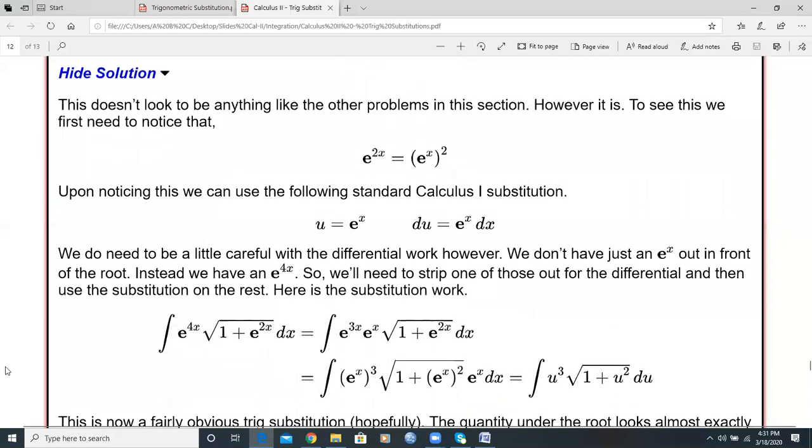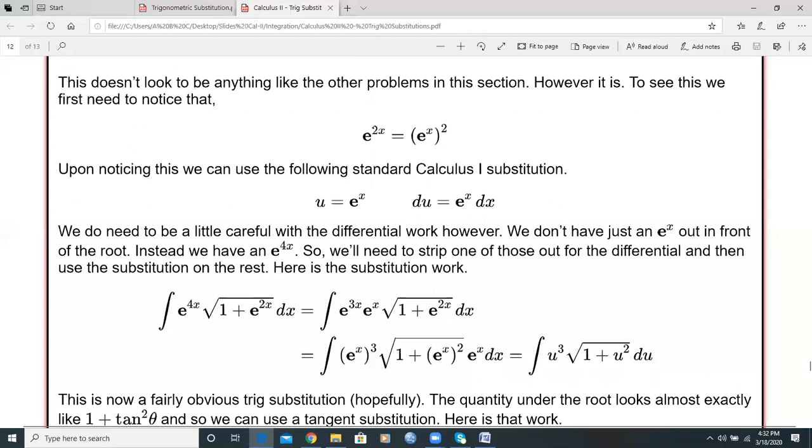So we decompose e to the power 4x as e to the power 3x times e to the power x. So now it is e to the power x whole cube, and this is square root of 1 plus e to the x whole square, and e to the x dx we have rearranged. So the first factor becomes u cube, and this is square root 1 plus u square, and this is du. In this way, we have changed the exponential function into an algebraic function.